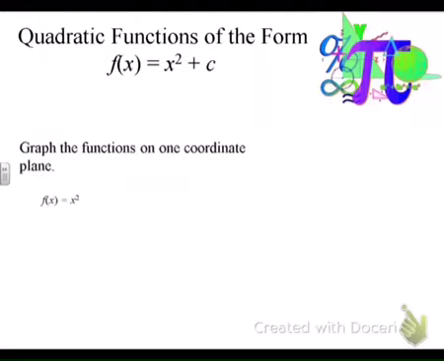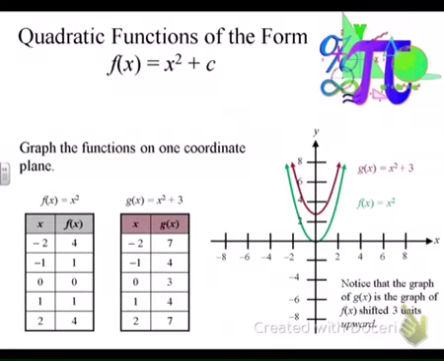So graph the functions on one coordinate plane. f of x equals x squared, and g of x equals x squared plus 3. Create your table to get your values. Now we can plot those points. We've got f of x equals x squared, and then we've got g of x equals x squared plus 3. Notice it's the same graph, it's just been shifted up 3 units.